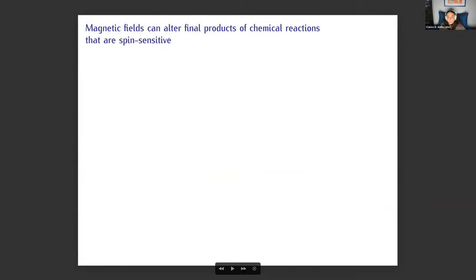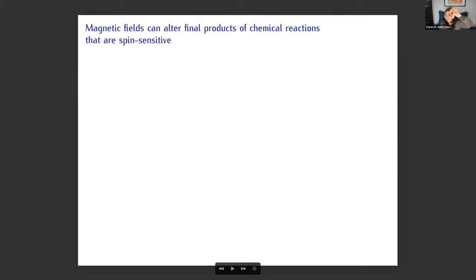It has been known for many decades, in basic chemistry that you do in the lab, that magnetic fields can alter the final products of a class of chemical reactions that are spin sensitive. Some chemical reactions are happening, and at some point there is an electron spin. Depending on whether the spin is up or down, the chemical reaction continues through different pathways. If the spin is up, the reaction continues through one branch, and if the spin is down, through another branch. Importantly, the final products of those two branches are different.